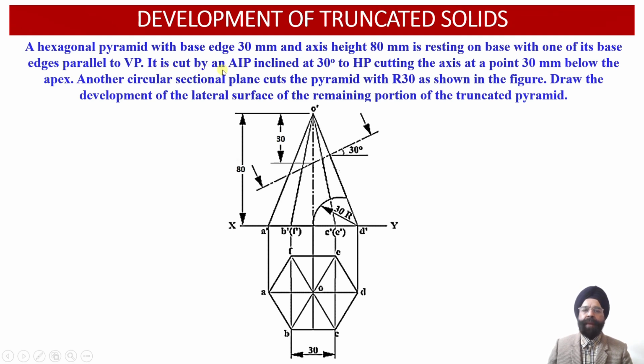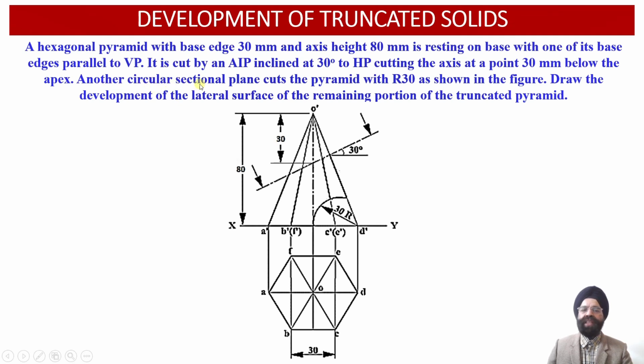The first cutting plane happens to be an auxiliary inclined plane which is inclined at an angle of 30 degree to the horizontal plane. Now this auxiliary inclined plane passes through the axis of this hexagonal pyramid at a point 30 mm below the apex over here. So O dash point happens to be the apex. So 30 mm below the apex, this is the axis point. So this AIP, which is inclined at an angle of 30 degree, is passing through this point of the axis, which happens to be 30 mm below the apex over here.